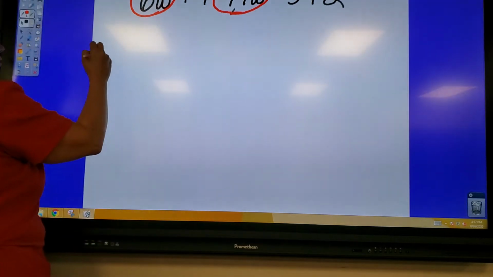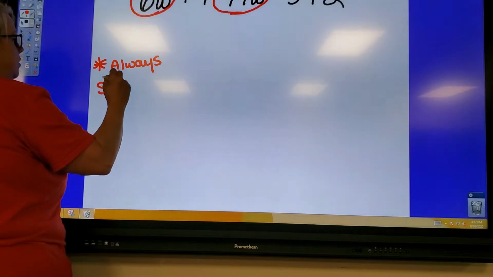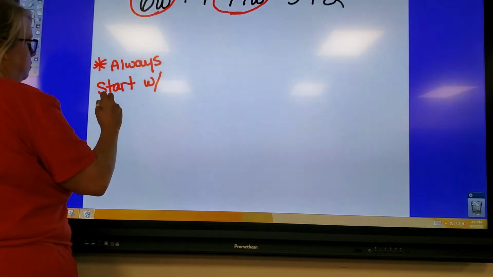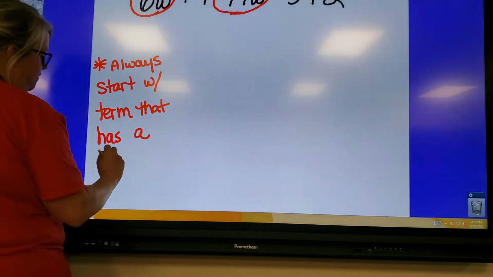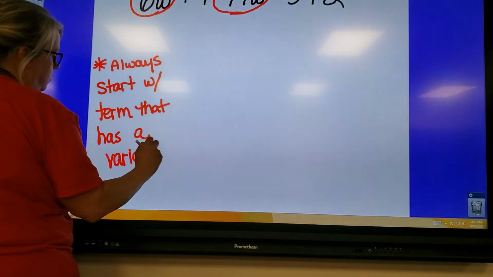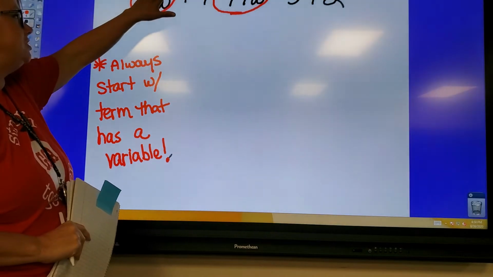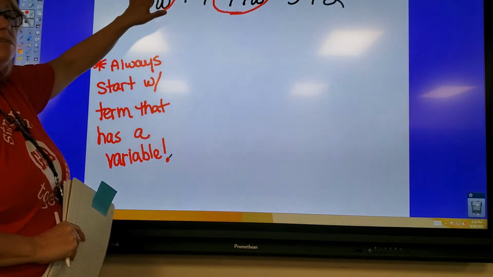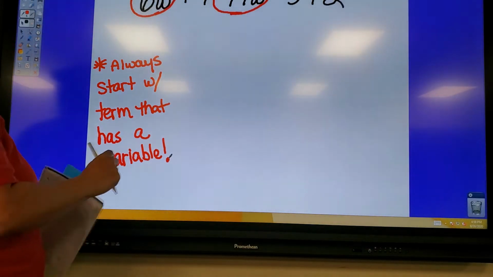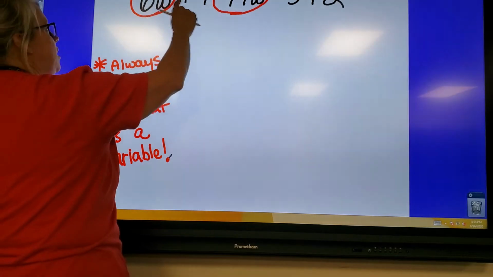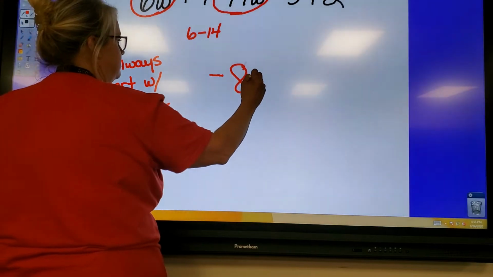So I'm always going to start with the term that has the variable. So that's very important. Always start with the term that has a variable. Okay, so I know it's listed first, but it just kind of works out that it's listed first. If it wasn't listed first, I would still want to start out with whatever term had the variable first. Okay, I don't want to write a term that doesn't have a variable first. So 6 minus 14 would be a negative 8w.